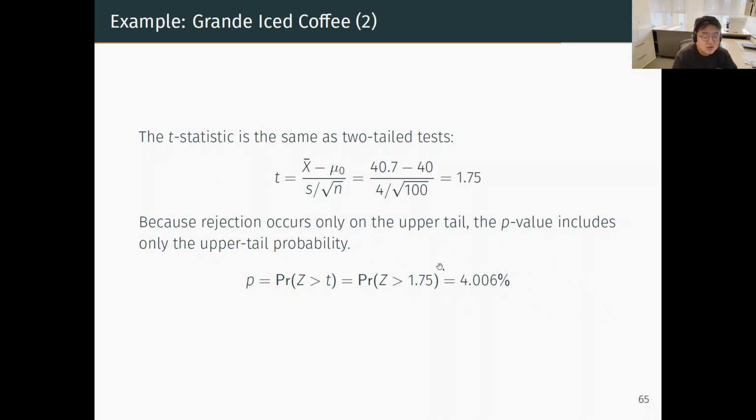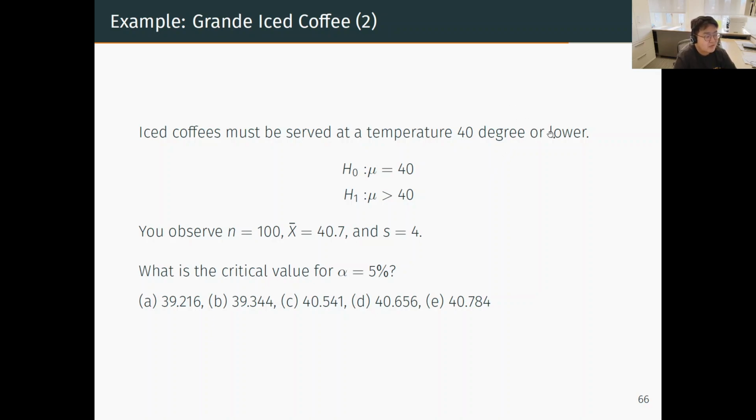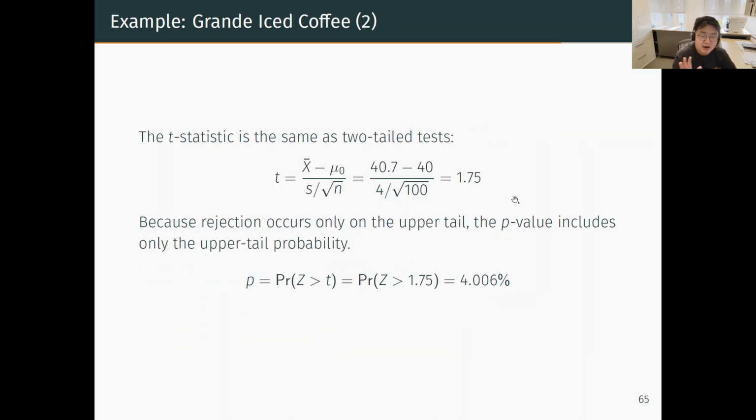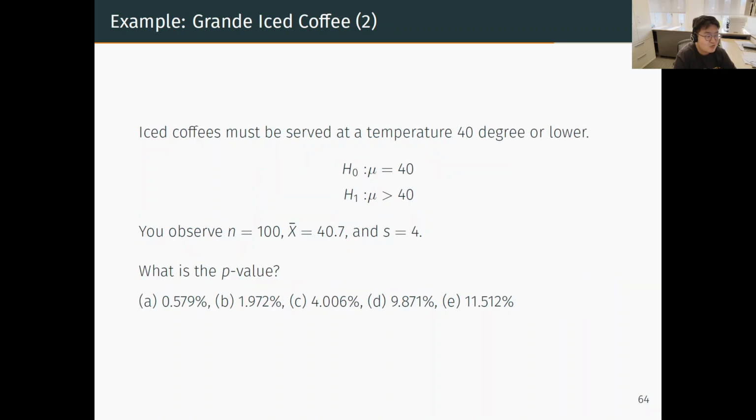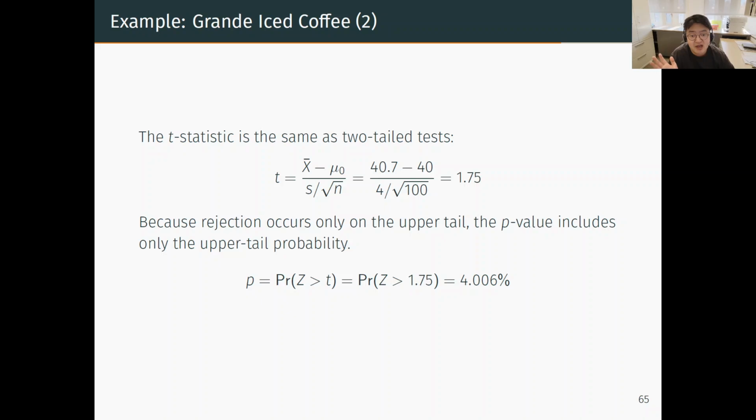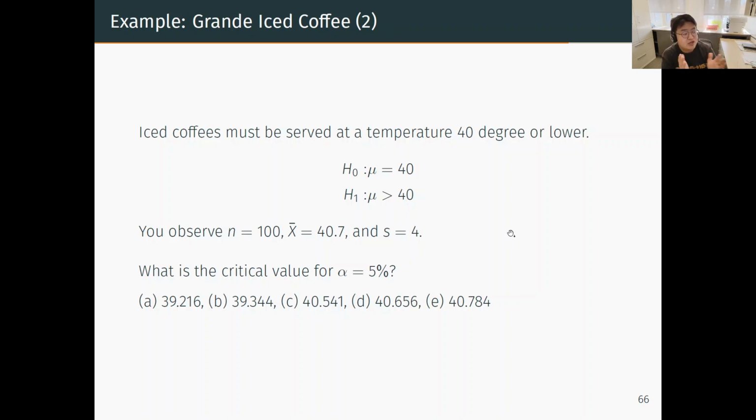4.006%. Okay, so this is your p-value, which means this difference is top 4% suspicious, right? It's a little bit too high, right? And then you may reject, or not. I did not give you the significance level yet, but you have to compare this with your significance level. So now I give you the significance level 5%, and in this case, you calculate the critical value. Pause the video and calculate the critical value.